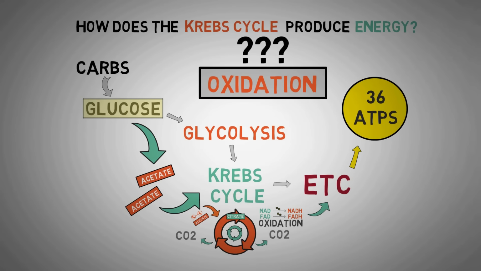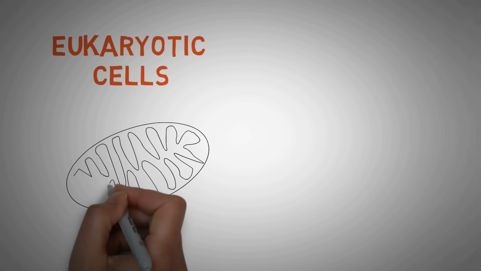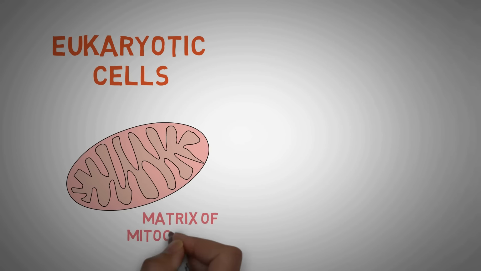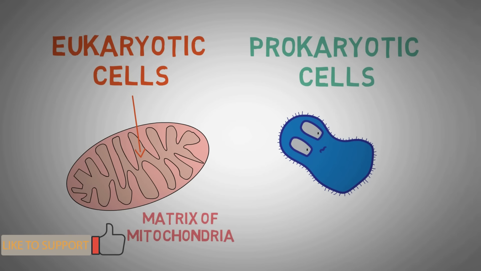Meanwhile, let's begin with the details of the Krebs cycle and various enzymes involved. So in eukaryotic cells, the citric acid cycle occurs in the matrix of the mitochondria. In the prokaryotic cells such as bacteria, which lack mitochondria, the citric acid cycle is performed in the cytosol.